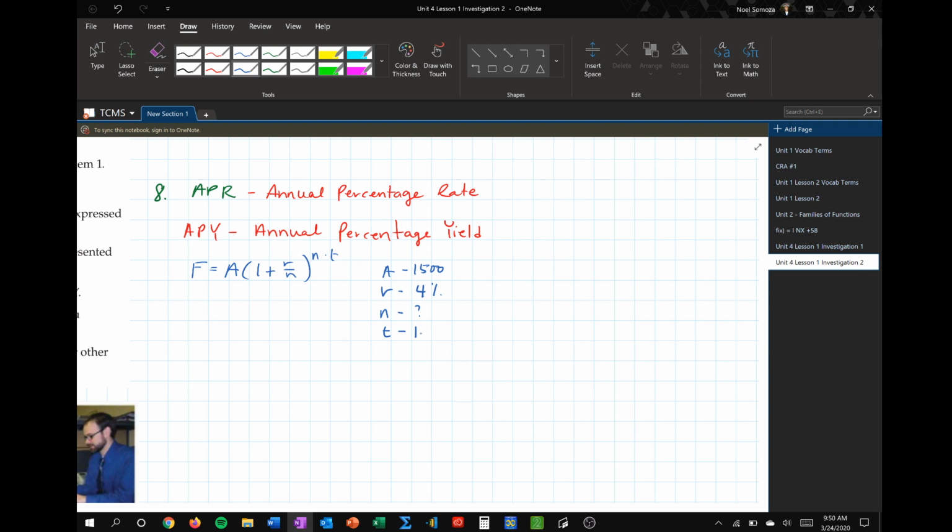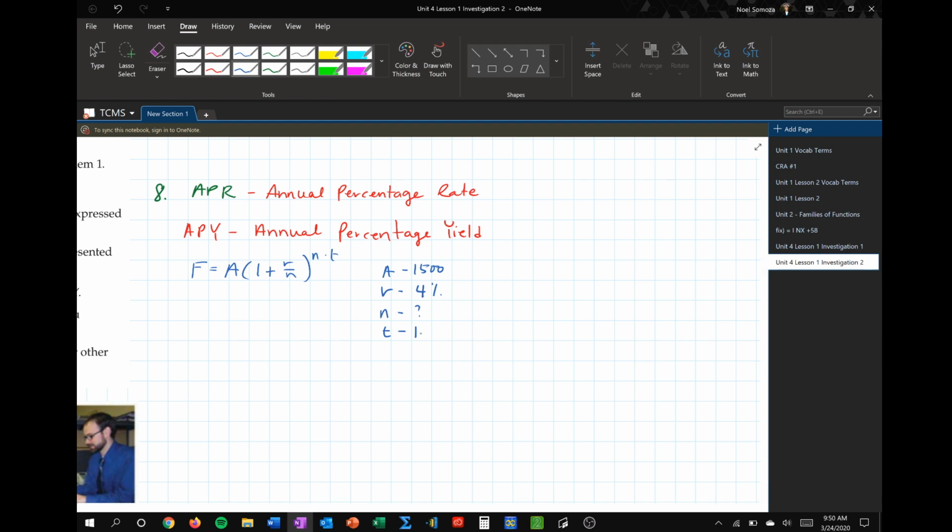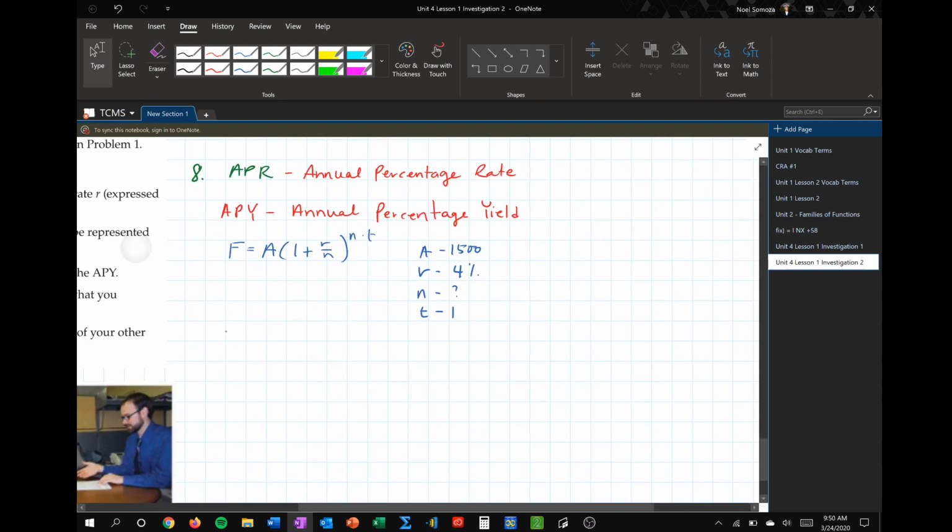Okay, so the idea here is first let's find out how much money you end up with after that first year, and then we can find a percentage as to how much, in terms of an overall percentage, it actually grew. So for the first case, actually it was semi-annually. The first option was semi-annually.